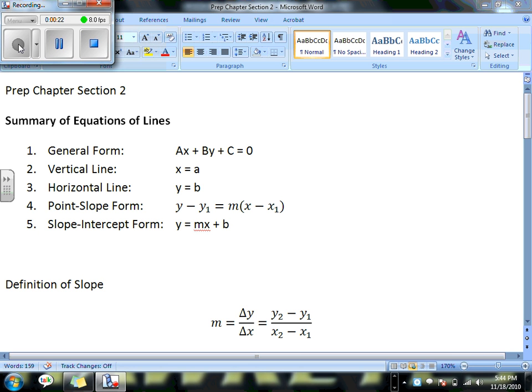The general form of the equation is ax plus by plus c, with c being a constant. So you could have anything like 2x plus 3y minus 5 equals 0. That would be the general form of the equation.